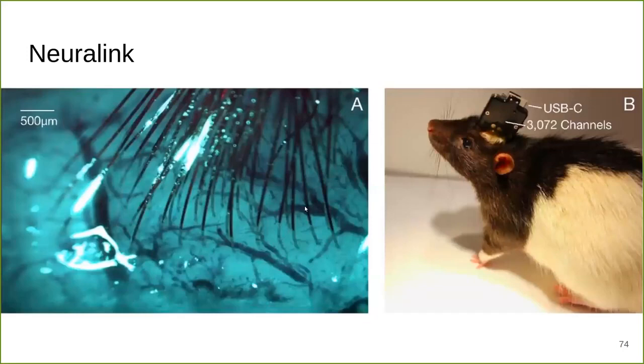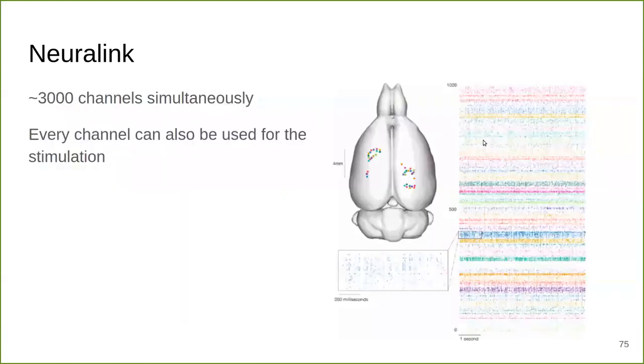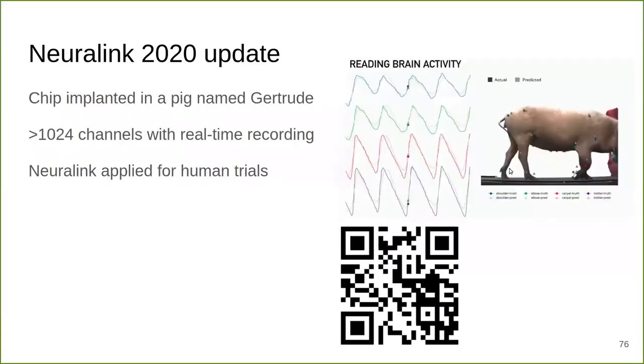So here's what the connection of electrodes to the rat brain looked like a year ago. They utilized this USB-C connection, and they had more than 3,000 channels. And every channel can also be used for stimulation, so you're not really restricted to recording. All of this can be used to alter the neural activity at the same time.